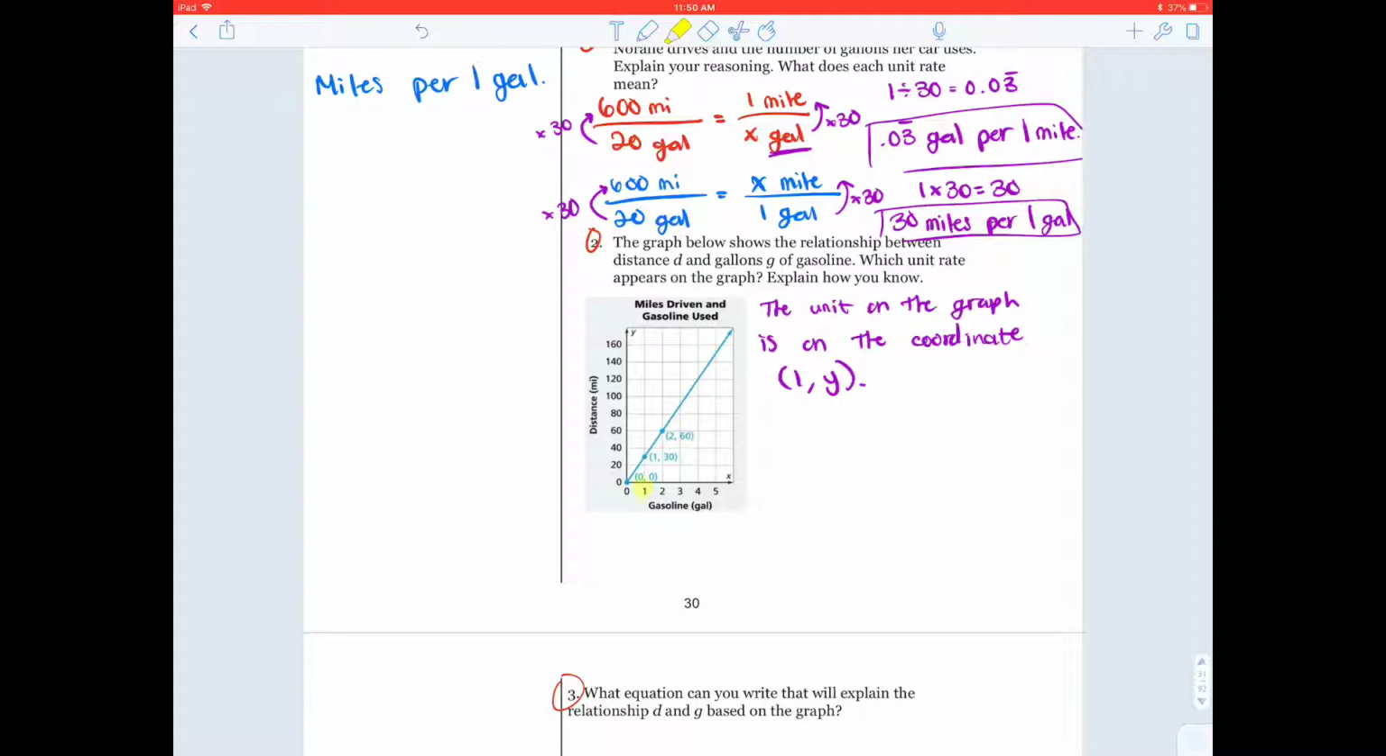So there's 1. Let's follow it all the way up the graph. Boom, there we go. What is that coordinate? That coordinate is 1, 30. Which unit rate is this? Well, it looks like that's the 30 miles per 1 gallon.